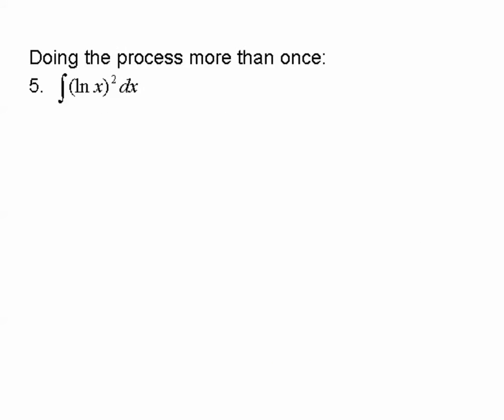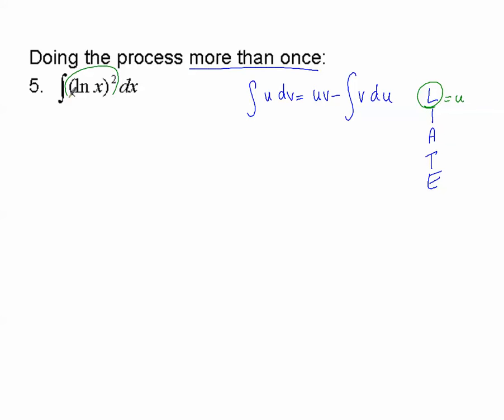Now, there may come a time where you have to do the process more than once. Let's see when that happens. So again, the integral of u dv equals uv minus the integral of v du. And we write LIATE. I have a log function here, and logs come first, so log will be my u. This whole function, which we can't do anything with to not make it a product, will be my u. Whatever else is left will be my dv.